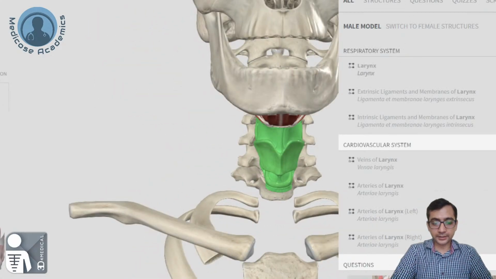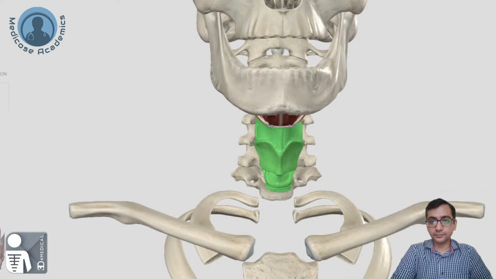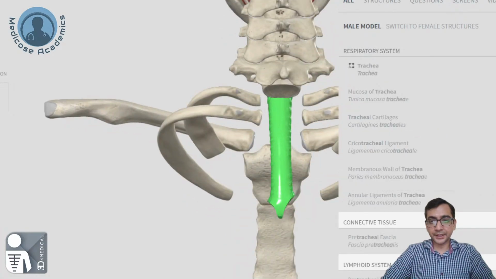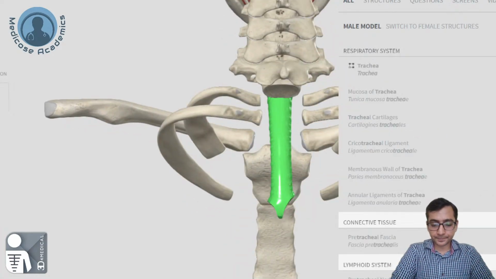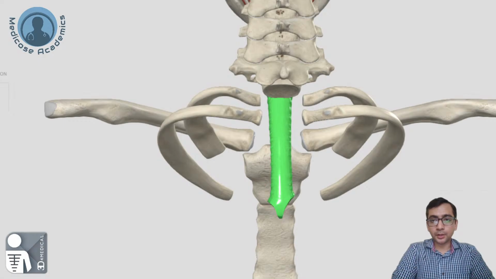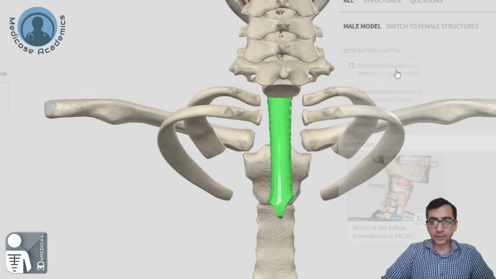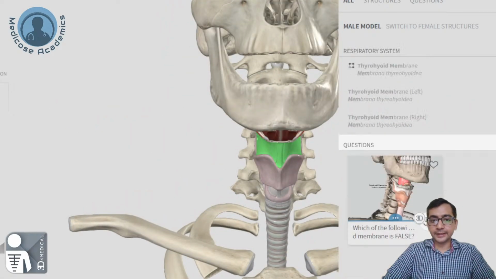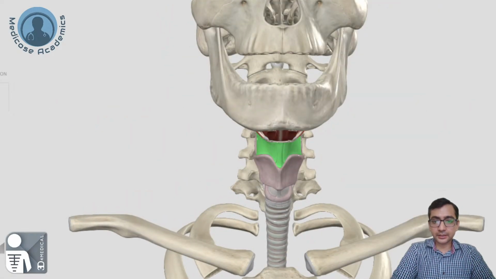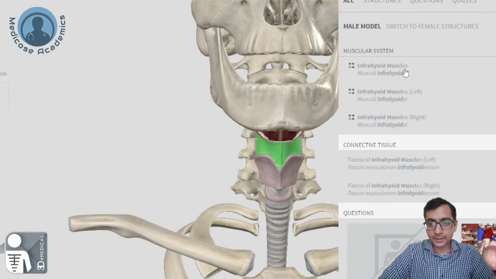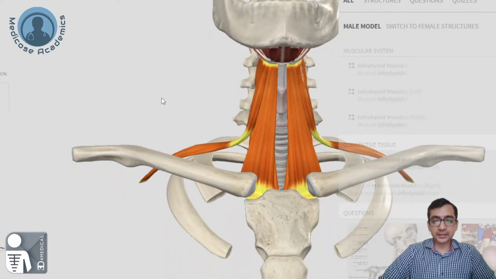Then we will add the trachea here. Then we will add the thyroid membrane. And in the end, let's add the infrahyoid muscles. So these are the infrahyoid muscles. Let's look at them.